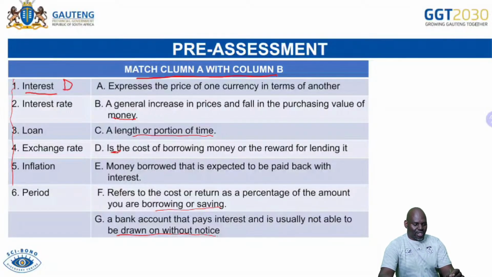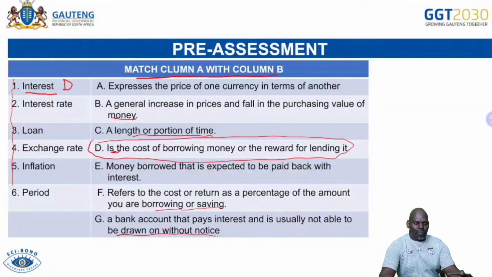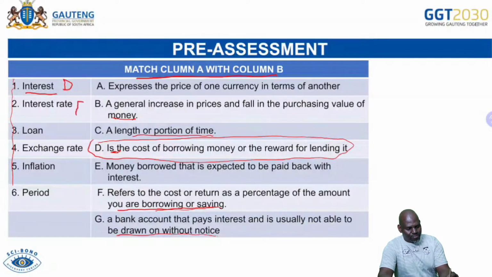So the next one is interest rate. We have to go through the definition. So this one, D is out because we have already chosen D. We go to the next one. A general increase in prices, not this one. A length or portion of time. Money borrowed that is expected to be paid back with interest, not this one. Which refers to the cost or return as a percentage of the amount you are borrowing or saving. So interest rate refers to the cost or return as a percentage of the amount you are borrowing or saving. So interest rate goes with F.